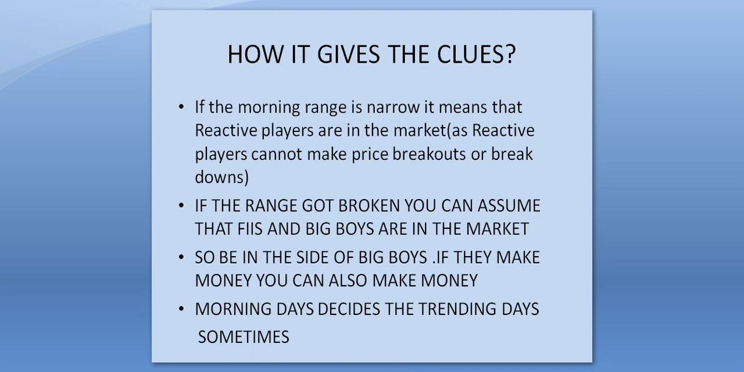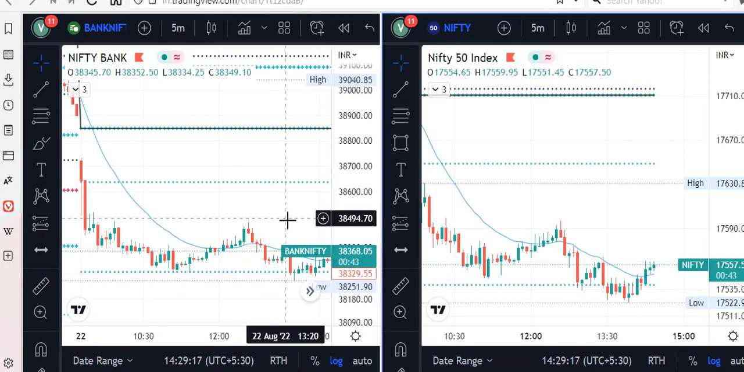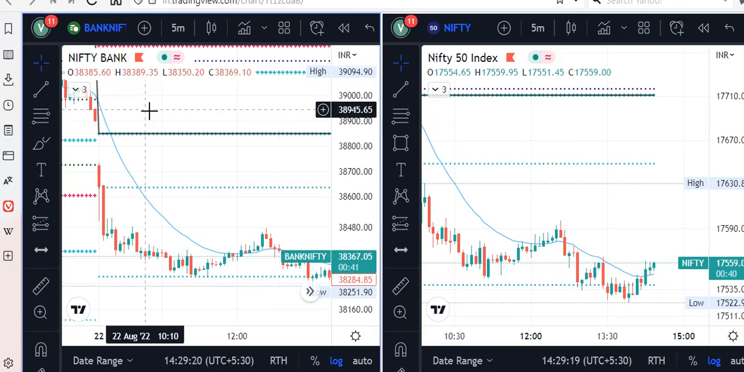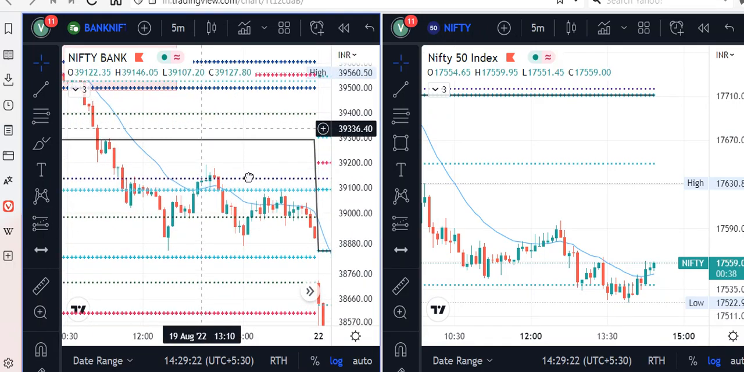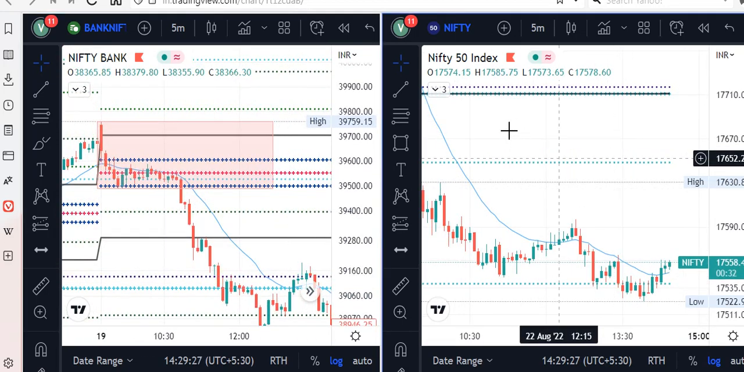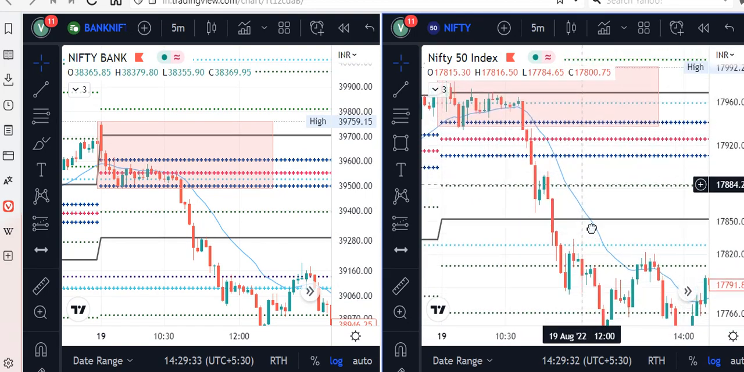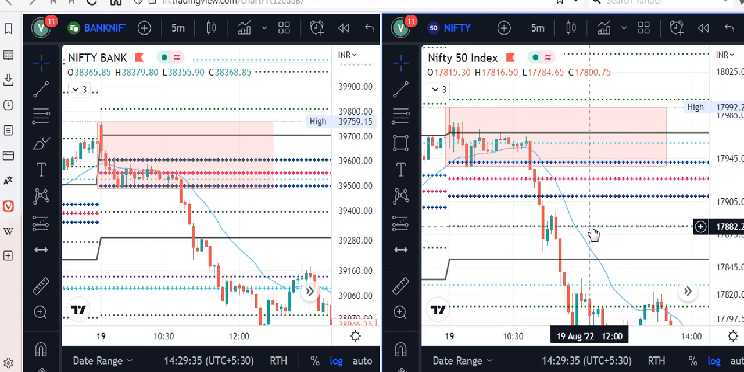Okay, implementing the strategy of initial balance or morning range with respect to CPR and pivot points plus 20 MA. Now let's go to the charts, and I will explain how this can be implemented, in what situation you can implement this strategy. Today is 22nd August, and yesterday I saw this pattern, so I felt, why can't I explain this strategy to you all, so that you can trade this strategy whenever it appears in the future.